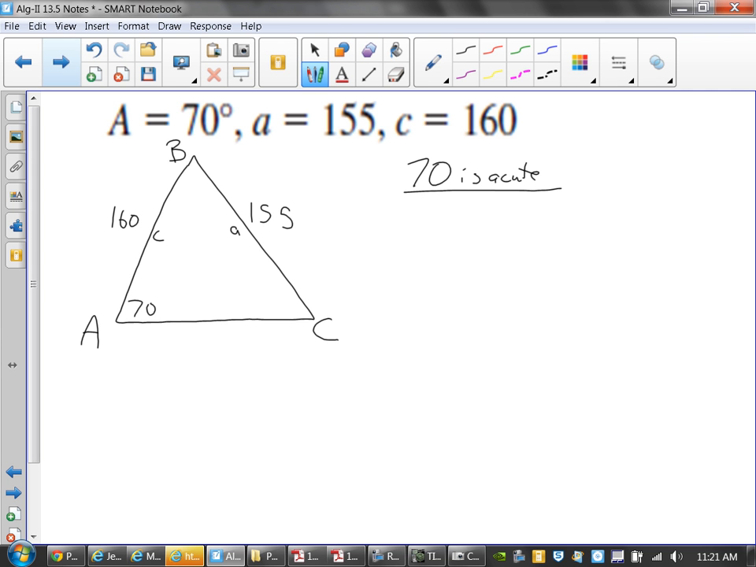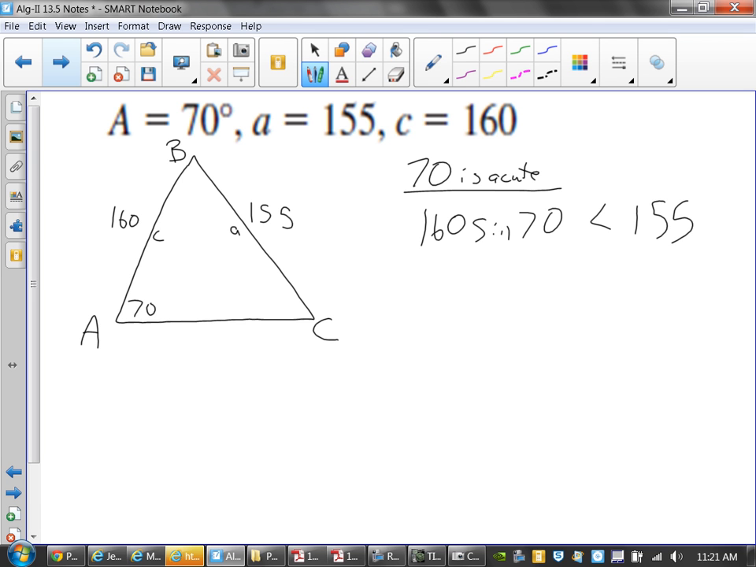So again, well done. Again, we're just going to start checking them. All right, take the side that's not opposite the A. So 160 sine of 70 compared with 155. What do you get? 150.35. All right, so it's smaller than it.